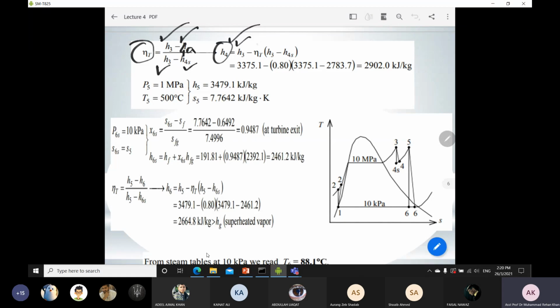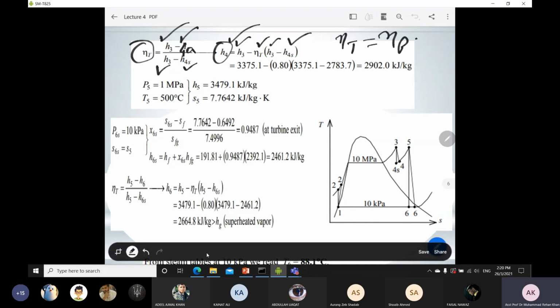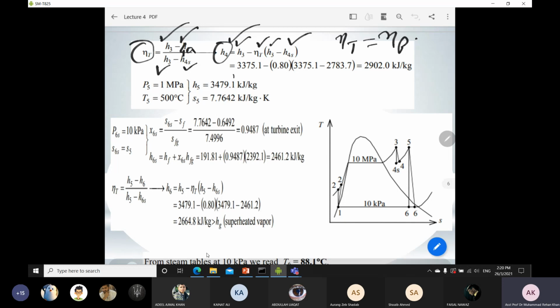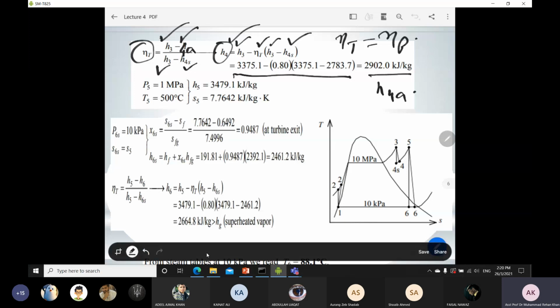So you just plug in all the values. This is given in your question, because the isentropic efficiency of the turbine is equal to the isentropic efficiency of the pump. That's why we have to use the same value for the turbine as well. So plug in all the values, and you will easily find the value for H4A. So from state 4A, we find the enthalpy.